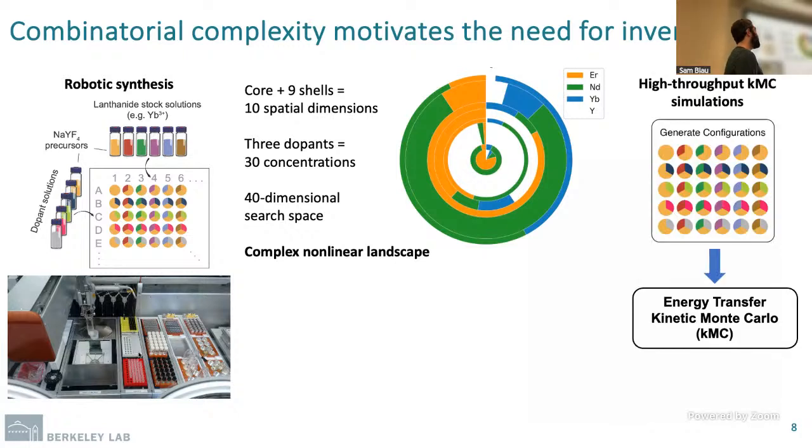So you can do high throughput KMC simulations, but even then, it's just way too slow for global optimization in 40D. And there's no gradient information, right? Let's remember, we'll come back to these gradients later.